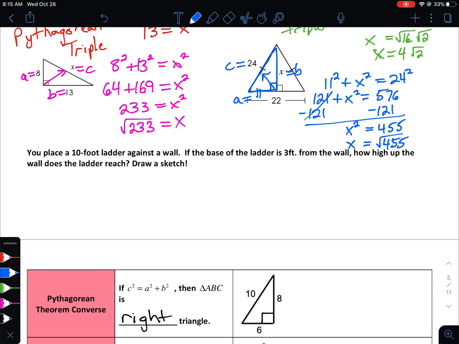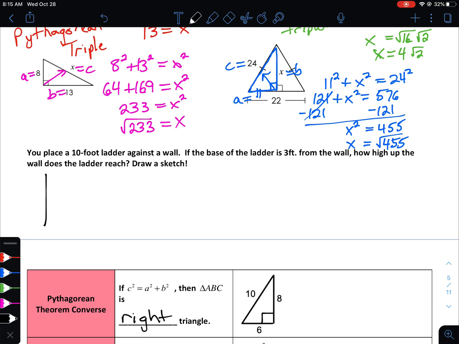All right. For this last example of the Pythagorean theorem, before we talk about its converse, we're going to look at it in context. So it tells us that we place a 10-foot ladder against a wall. If the base of the ladder is 3 feet from the wall, how high up the wall does the ladder reach? And it wants us to draw a sketch. So let's go ahead and draw our sketch.